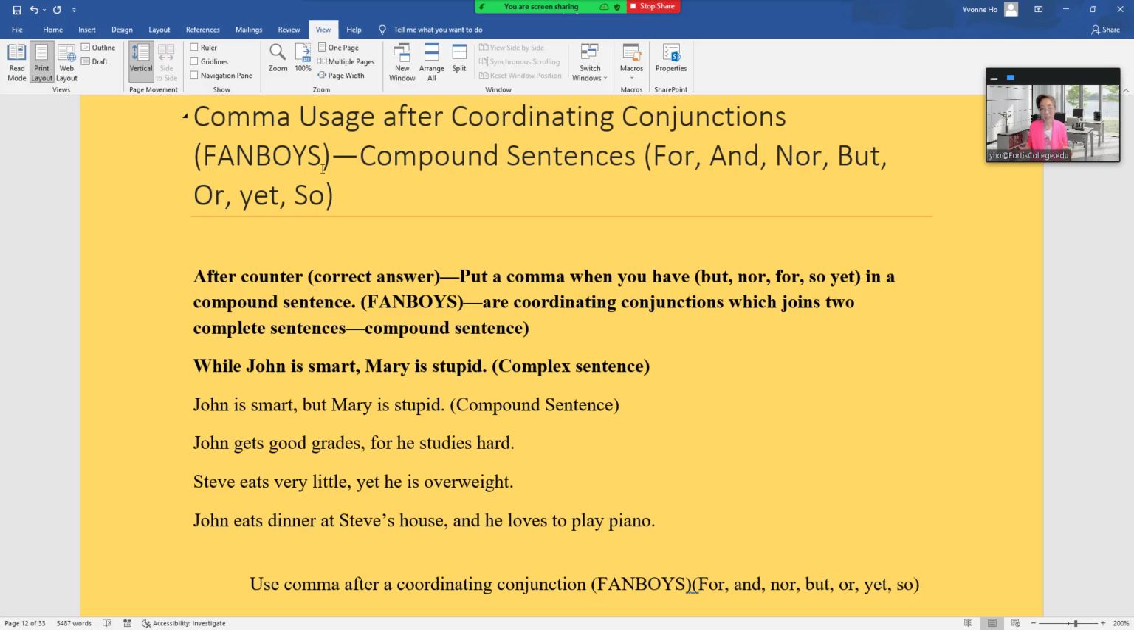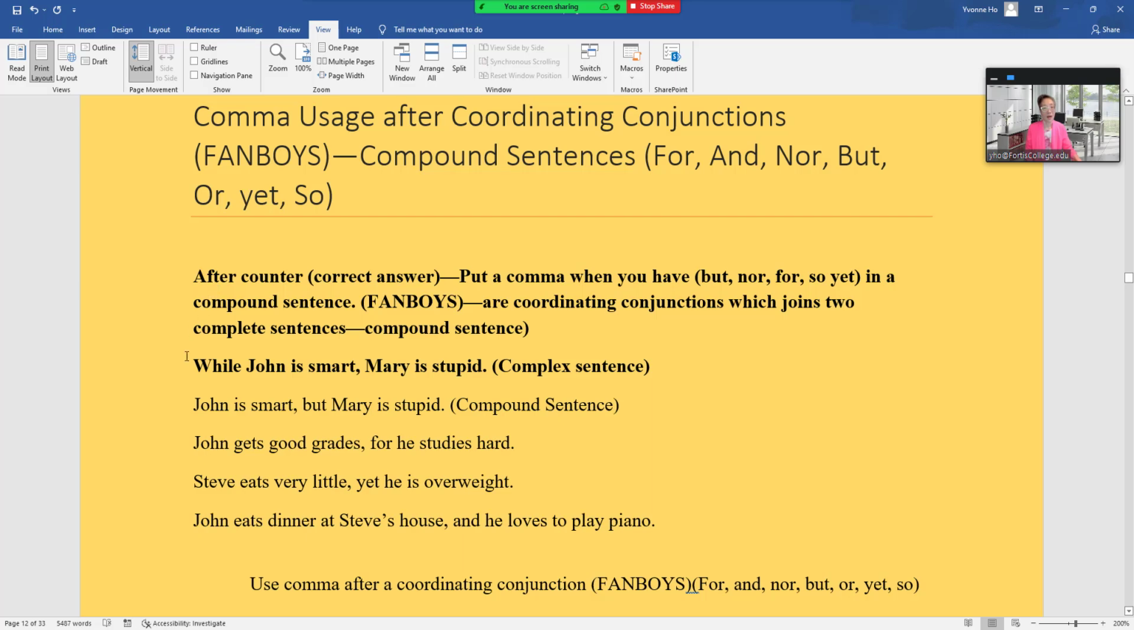So you've got three kinds of sentences in English. Simple sentence: subject, verb, object. Compound sentence, in which you have two sentences joined by a coordinating conjunction, fanboys. And the third kind, complex sentence, is when you have a dependent clause and an independent clause joined together. And so those are the three main kinds of sentences in English.